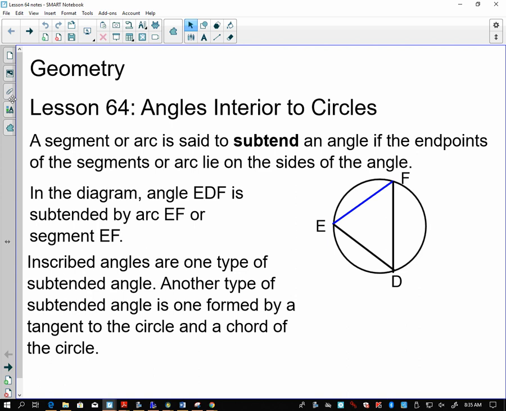We see the segment or arc is said to subtend. We're probably not too familiar with the terminology of the word subtend. A segment or an arc is said to subtend an angle if the endpoints of the segment or arc lie on the sides of the angle. So in this diagram, we see the angle EDF, which is this guy right here, is subtended by arc EF.